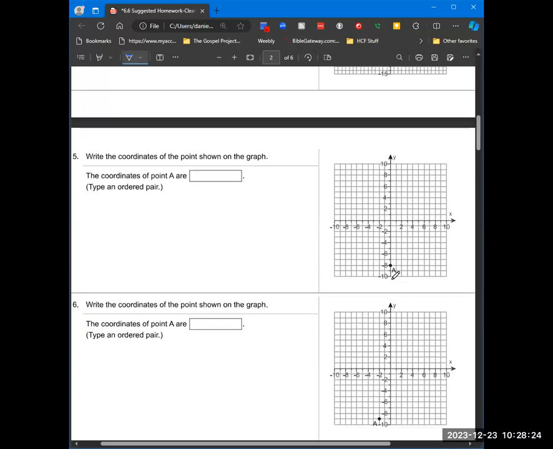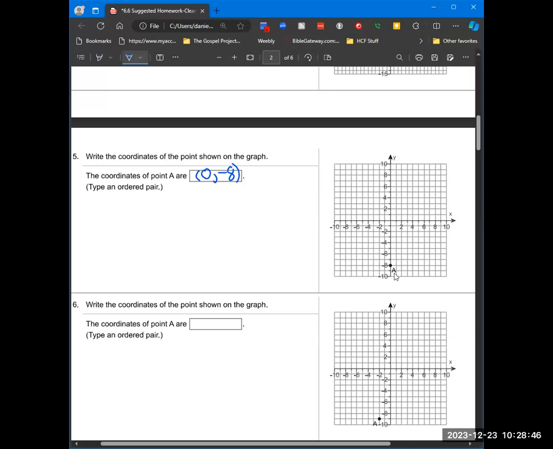Now I want to write the coordinates of the point that's on the graph down here. I think that you see point A down here on the y-axis, and that has a y value of negative 8. It's on the y-axis, so it has an x coordinate of 0. So it's going to be 0, negative 8.